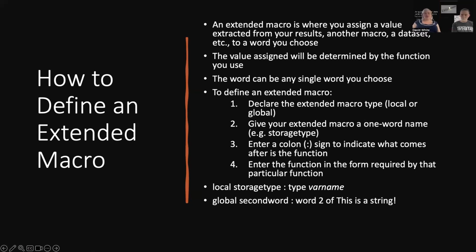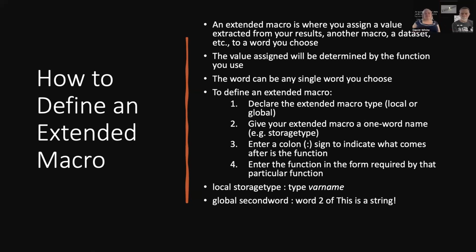Yes. So I've got 2 examples here. One's for a local. So I'm creating a local macro looking at storage type. I'm giving my little colon to indicate that this is an extended macro function. And then I'm giving the word type and then a variable name. So I'm saying store the storage type of this variable in the local macro storagetype. And then if I were to go and display that storagetype macro, I would get integer, for example, or byte, or whatever the storage type was for that variable.